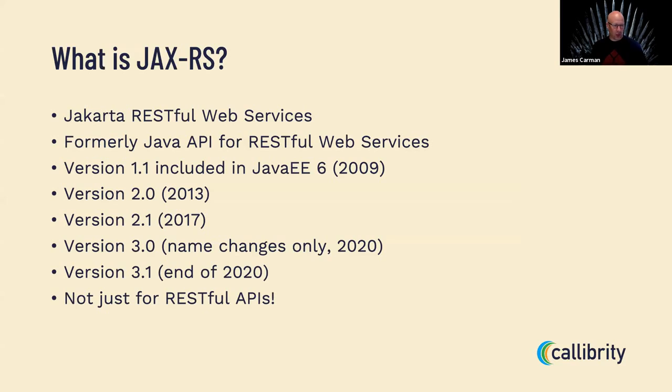Once it got to version 1.1, they included it in Java EE 6 in 2009. And then it came out with a 2.0, which added some new cool stuff in 2013, and 2.1 added even more cool stuff in '17. Version 3 is going to be, that's in September of this year, I believe. They're converting all of the package names over to the new Jakarta namespace. I think it's like org or IO, whatever. All the cool kids are doing IO.